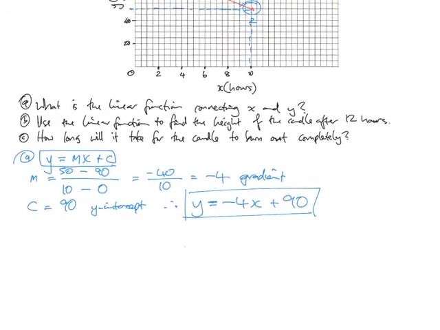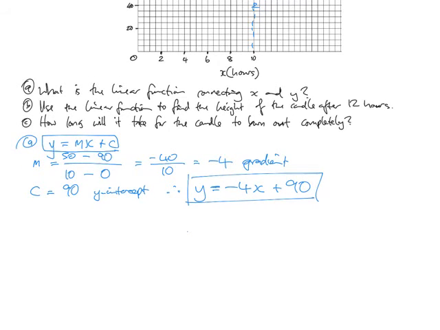So answering B. Now we can use algebra instead of using drawn lines to work out answers. Use a linear function to find the height of the candle after 12 hours. So we know the relationship between the y-axis, which is the height of the candle, and the x-axis, which is the time in hours, is y is equal to negative 4x plus 90. We want to know the height of the candle after 12 hours. So x is representing the time in hours. So all you need to do is substitute 12 into that, because x is in hours, the x-axis is in hours.